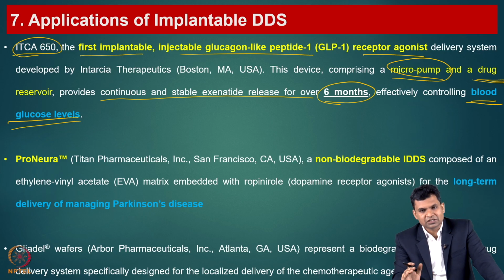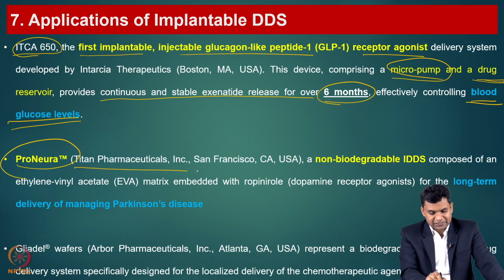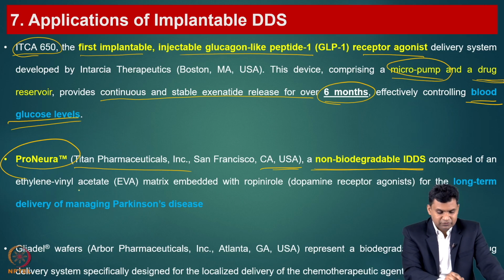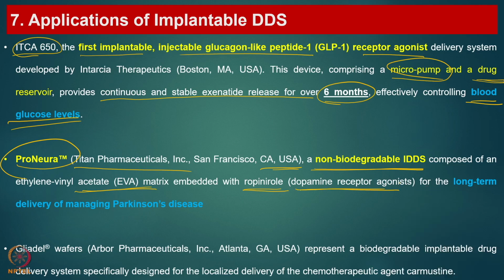There are reports which extend this to 1 year, but at each interval you need to take the blood glucose level and check whether the levels are within the normal range, so that we can compare. Then the second one is ProNeura, which is made by Titan Pharmaceuticals from the USA. This is a non-biodegradable implant drug delivery system, composed of the polymer ethylene vinyl acetate, which is combined with the drug, a dopamine receptor agonist used for the treatment of Parkinson's disease.